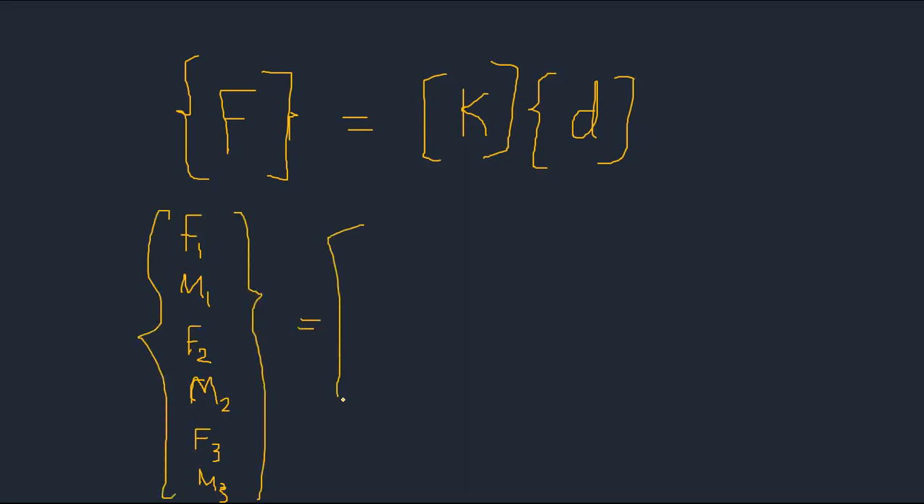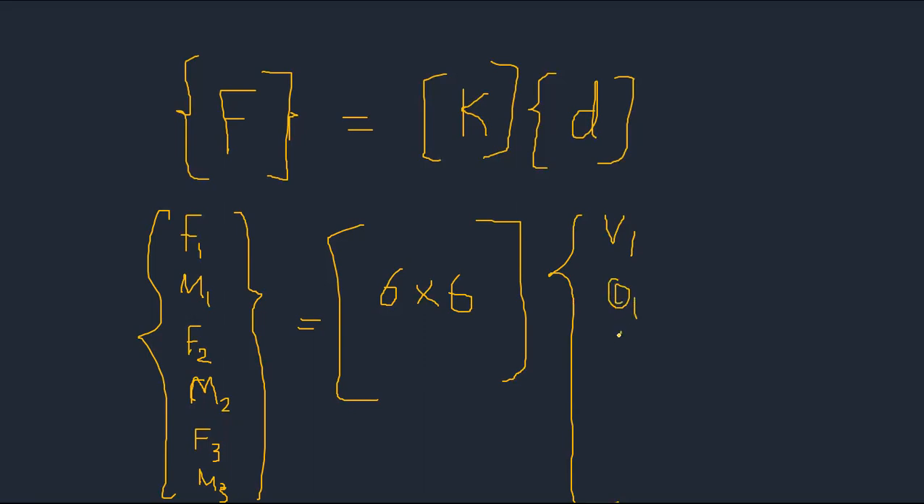So this is your stiffness matrix, 6 by 6, right? And this will be your displacement matrix. So that's going to be V1, theta 1, V2, theta 2, V3, and theta 3, right?